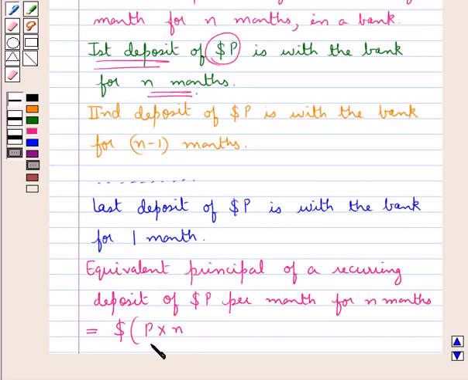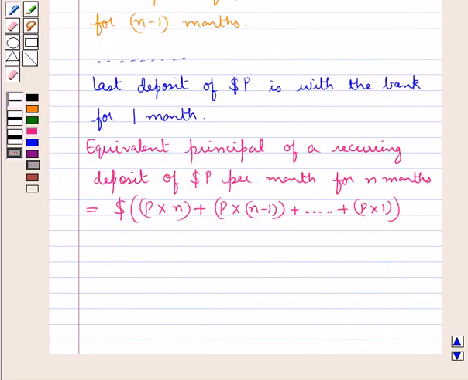That is, the amount deposited into the number of months for which that money remains with the bank, plus P into N minus 1, as after the first deposit, again P dollars would be deposited in the bank and that would remain with the bank for N minus 1 months. So total money in this case would be P into N minus 1 plus and so on plus P into 1 dollars. And so further, this is equal to P into N plus N minus 1 plus and so on plus 1.